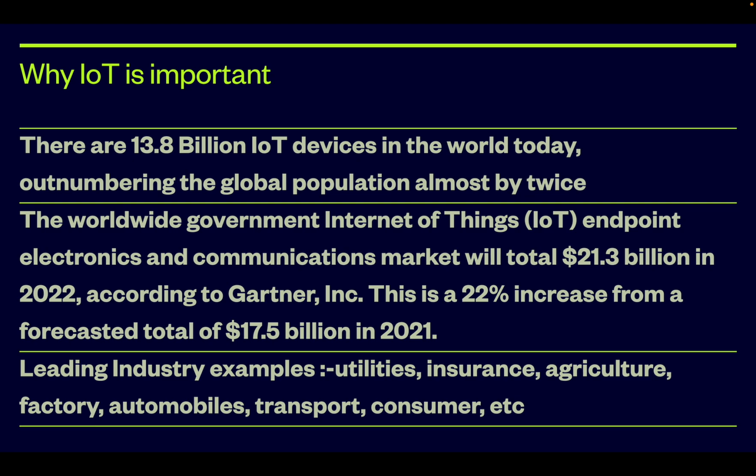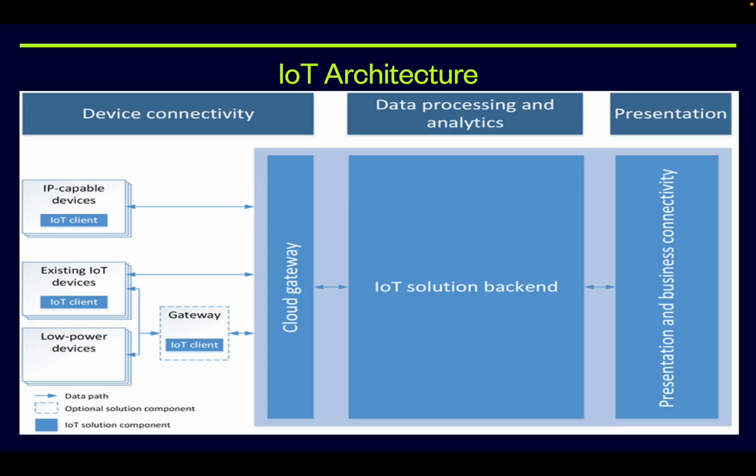Why is it so important? There are almost 13.8 billion IoT devices in the world, which is almost twice the population of the world. And the current market of all the IoT devices is 21.3 billion US dollars in 2022, which was 17.5 billion dollars in 2021. So it means it has increased by almost 22% within a year. As I have already told, it is used in almost every space: agriculture, automobile, transportation, consumer, defense.